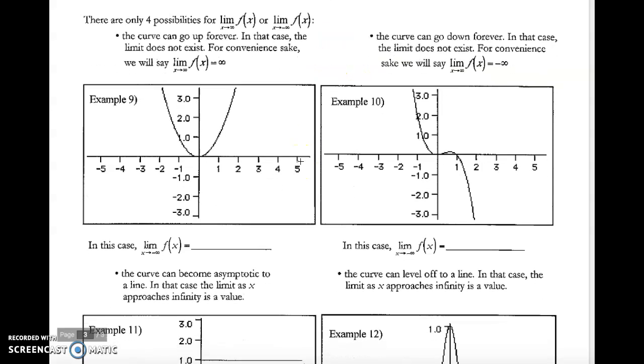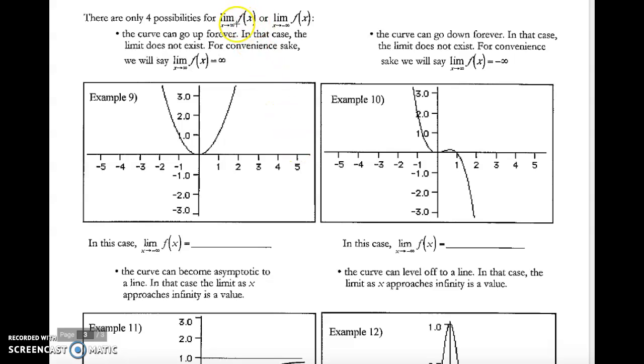Okay. So there are really only four possibilities that would be answers for limits as x approaches infinity or negative infinity. In the first example, your curve could just go up forever. In that case, the limit does not exist. But for convenience's sake, we just say that the limit of your function as x approaches infinity is infinity, and example 9 is an example of that.